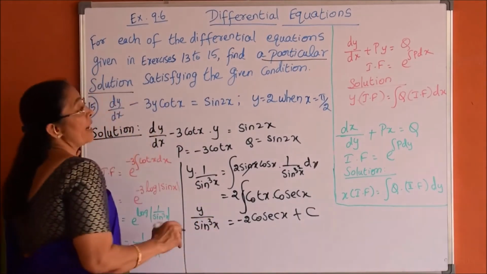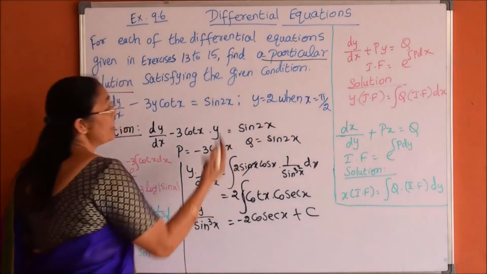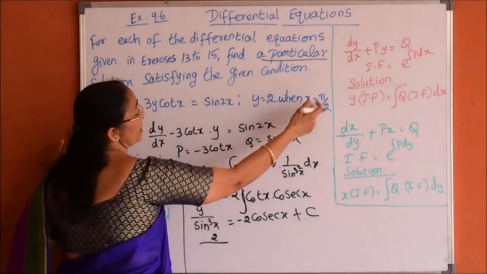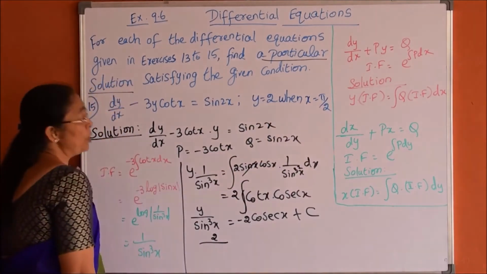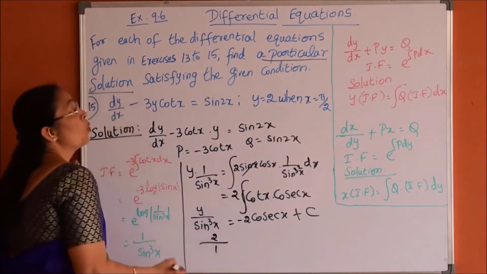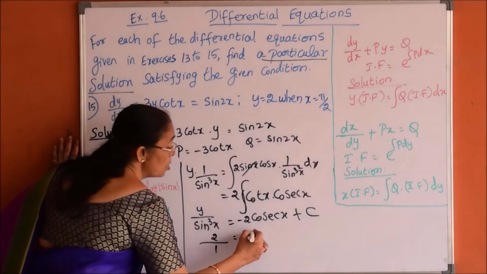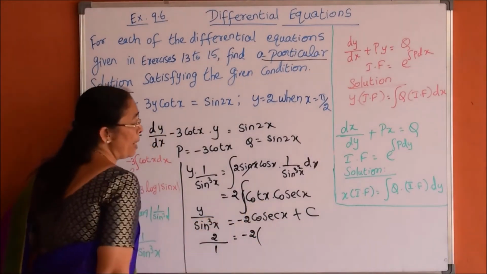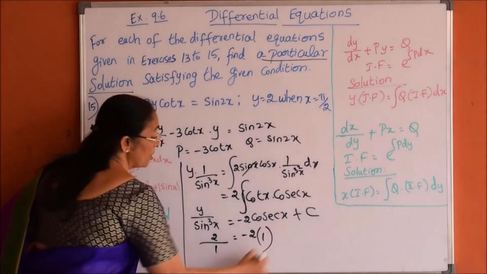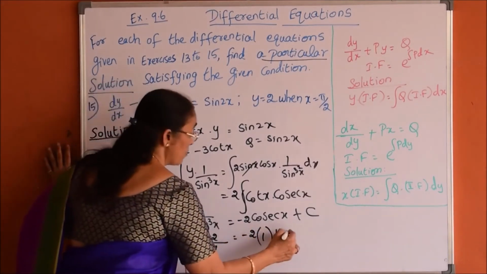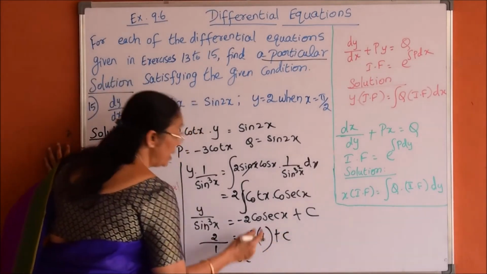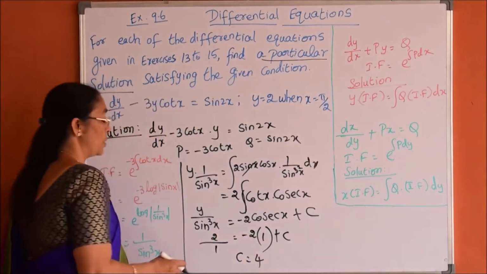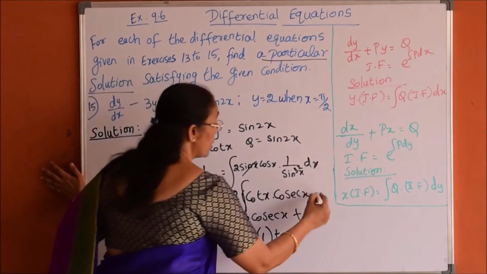To get the c value, it is given y is equal to 2. So 2 divided by sin cube x, sin pi by 2, sin pi by 2 value is 1, is equals to minus 2 into cosecant pi by 2. So cosecant pi by 2 value is also 1, plus c. So c value is nothing but minus 2 plus 2, 4. Here 2, this minus 2 will come here, 2 plus 2, 4.